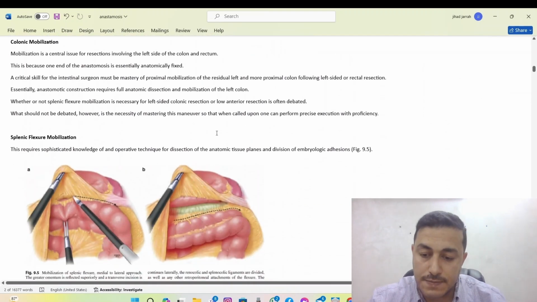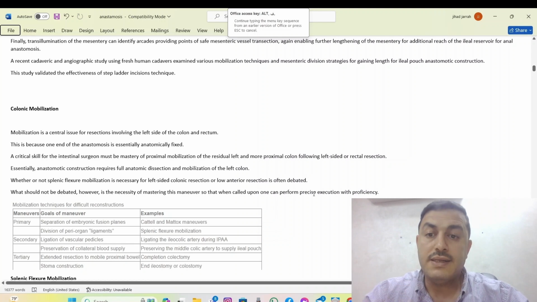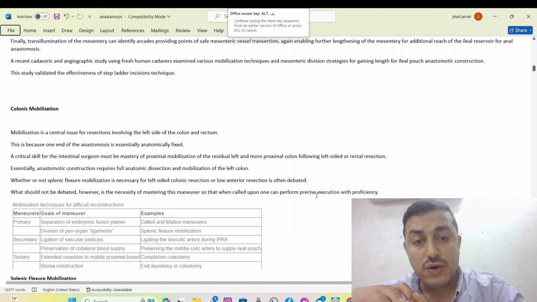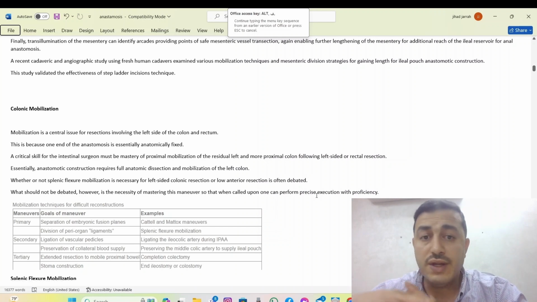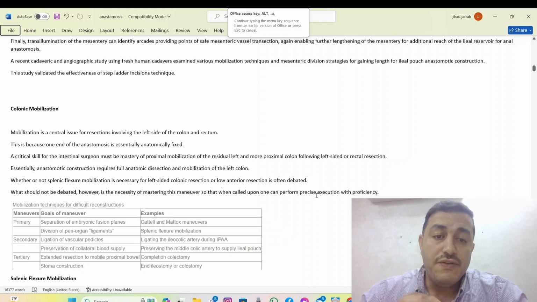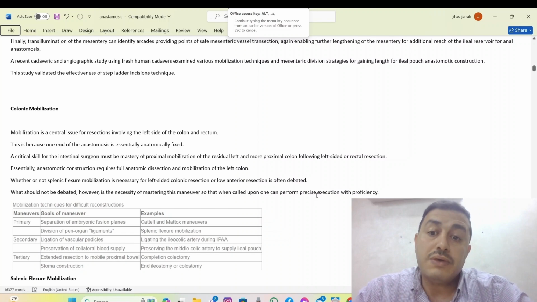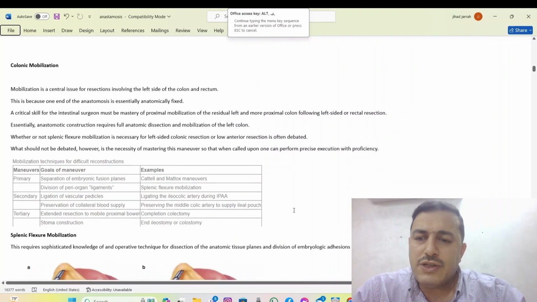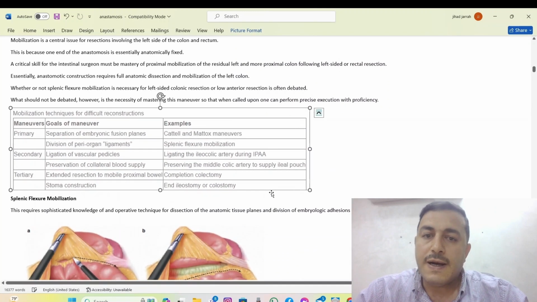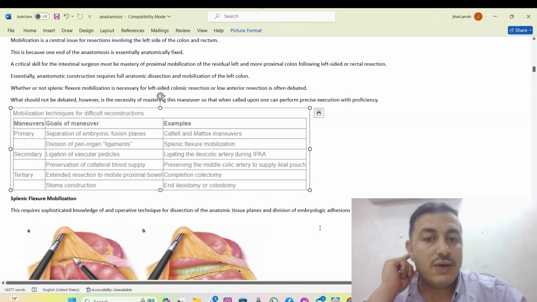Colonic mobilization. Okay, colonic mobilization technique. This is primarily when we are talking about the left side of the colon, when we have pathology in the left side of the colon, in the rectum, anterior resection, etc. So we have to know that the distal segment is usually fixed, so we need some maneuvers to mobilize the proximal segments. Actually, you can see in this picture, this is just a rough review of what mobilization techniques we have.